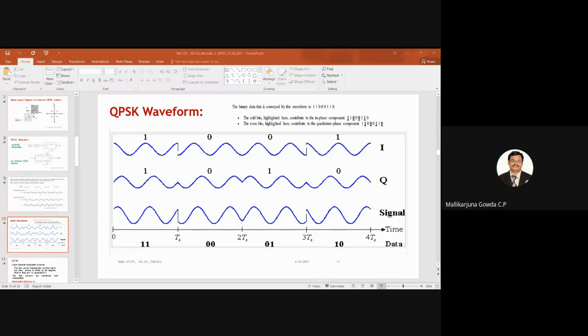So I am segregating this into odd and even. It's very clearly written here: the odd sequence is written and the even sequence is written. That is the in-phase component and the quadrature phase component. Then the QPSK waveform is written.